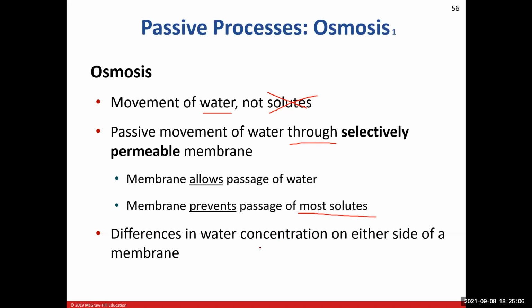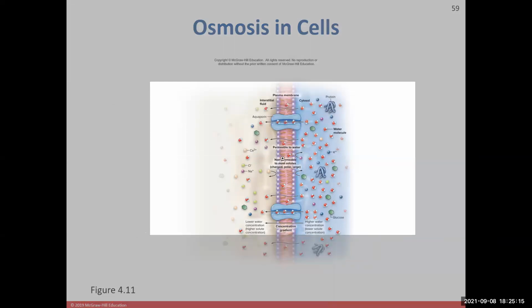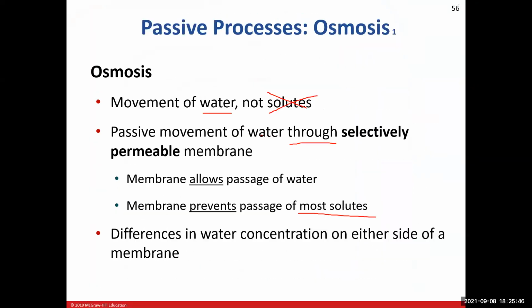The membrane allows for the passage of water. I got a picture here that I want to show you. Let me zoom in. Here you can see the movement of water. There are two ways that water can move across the plasma membrane. It can move right through the plasma membrane because it's permeable, or it can move through these special channels called aquaporins that are designed for water. So water can move in one of two ways, through the aquaporins or right through the plasma membrane.